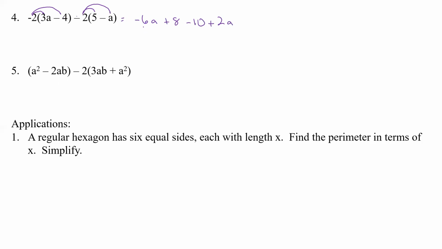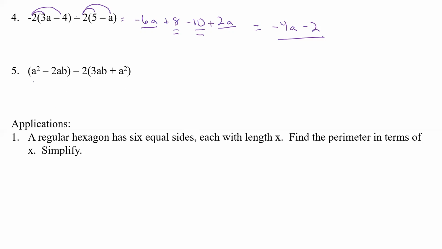Okay, now looking for like terms, I've got an A and an A and a number and a number. Well, -6 plus 2 is going to give me a -4a. 8 minus 10 minus 2. And that would be my answer.